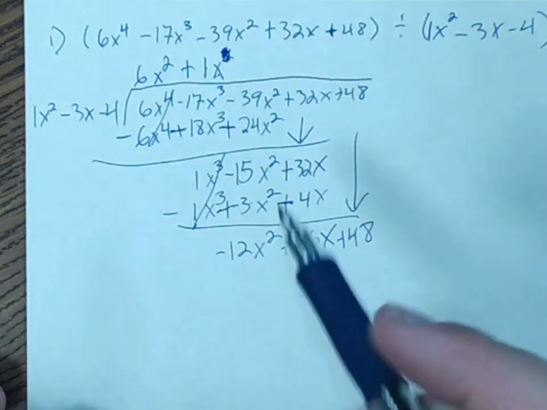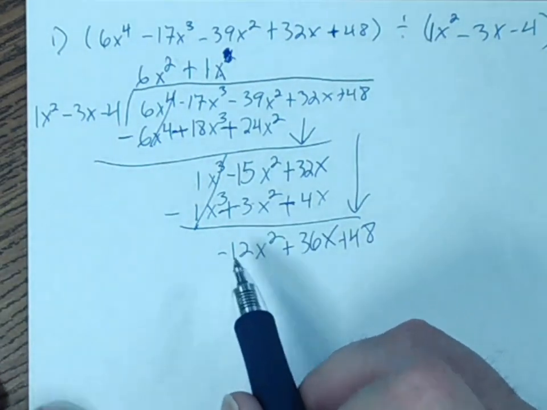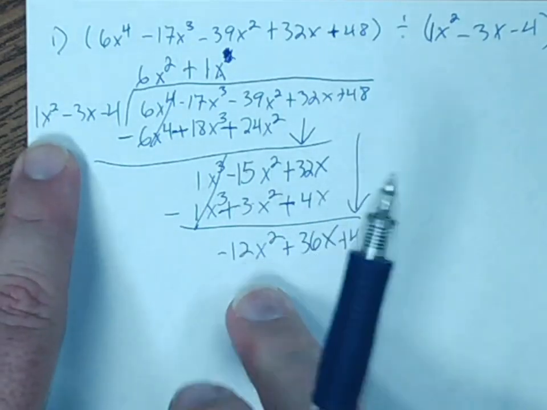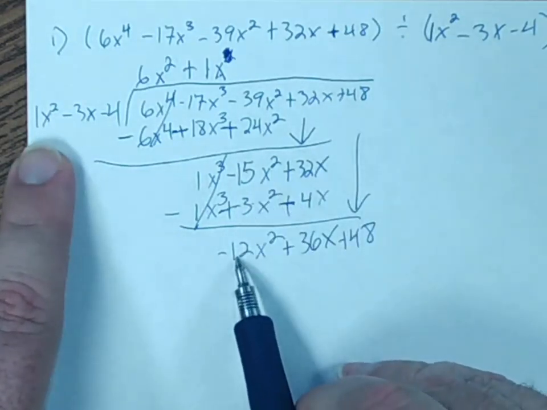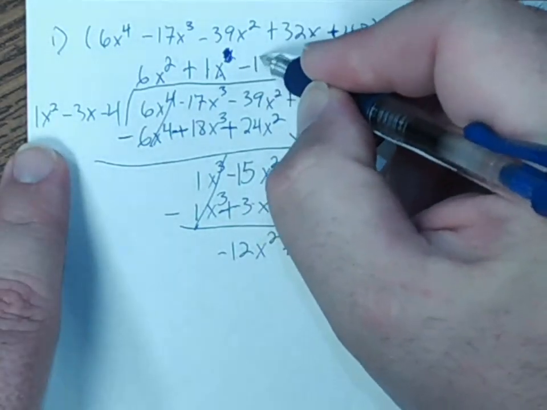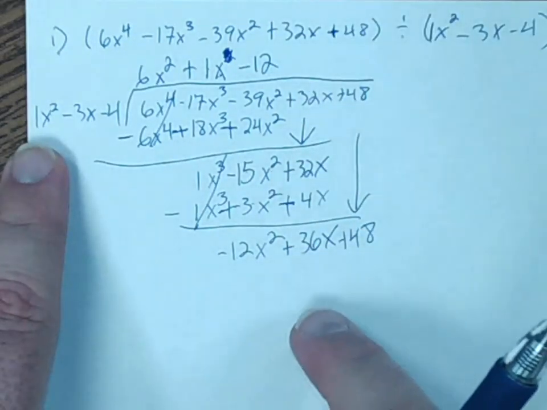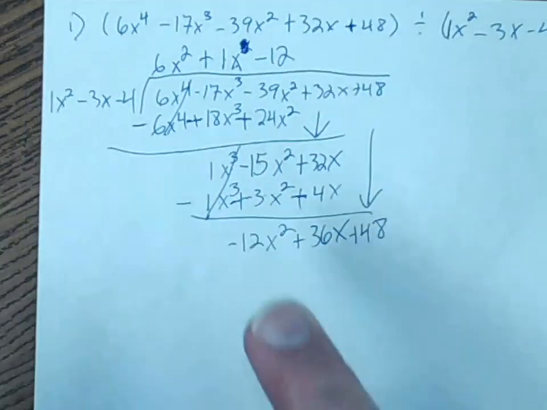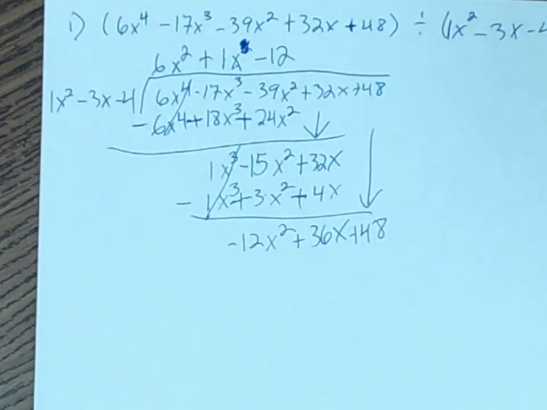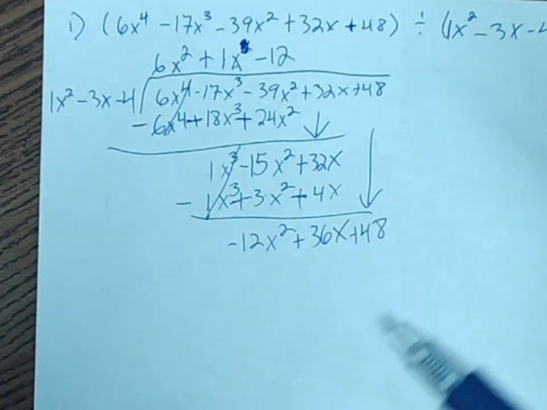And now for our final time. Now we're going to take negative 12x squared and divide it by 1x squared. Let's start with the numbers. Negative 12 divided by 1 is negative 12. And here's the interesting part. X squared divided by x squared is just 1. It cancels out, if you will. So there are no leftovers.